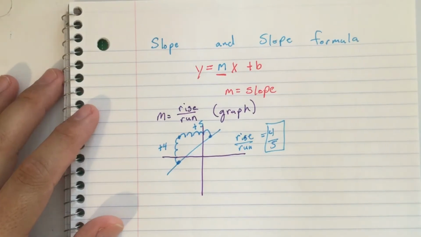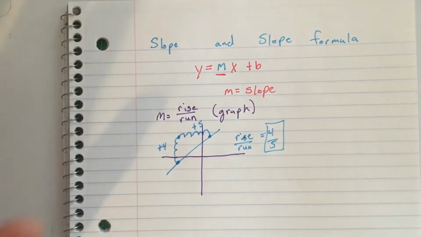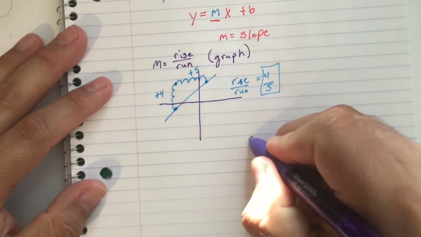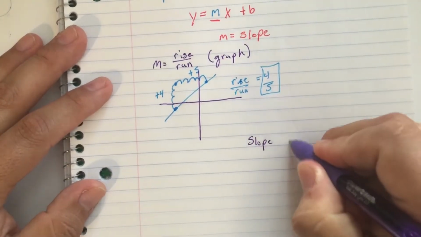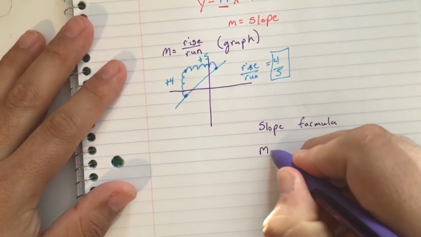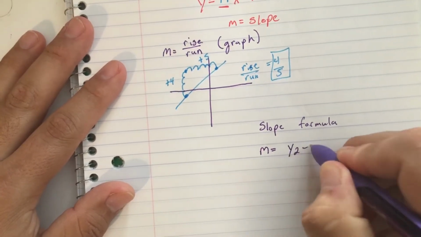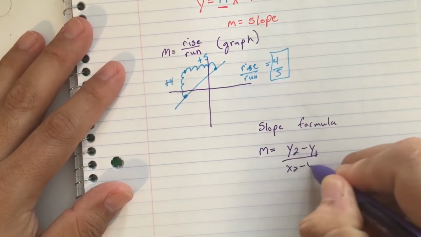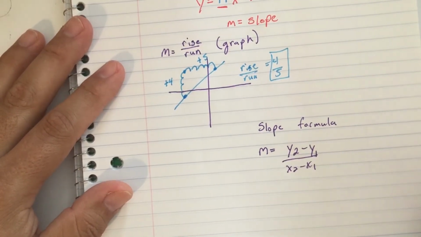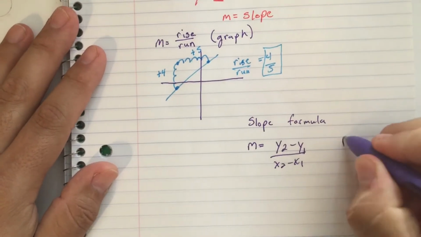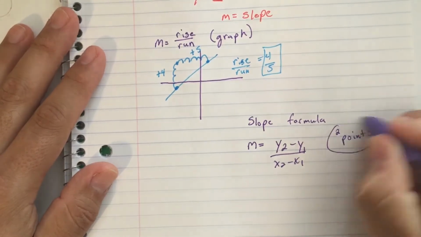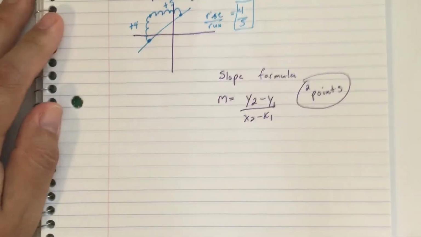Another one that we're going to be using predominantly on the quizzes today is what we call the slope formula. It is m is equal to y2 minus y1 over x2 minus x1. So in this formula, what you need is points, at least 2 points. That's important.